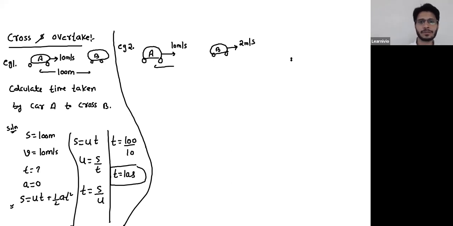Distance between A and B is 100 meters. Okay, now can you guess? Again, I have to calculate the time taken by car A to cross B.